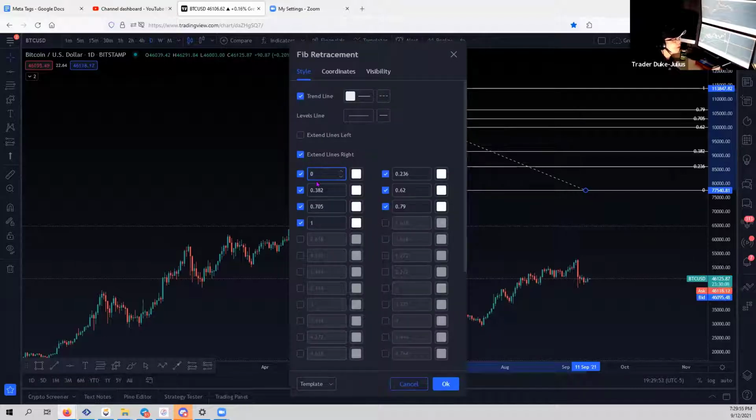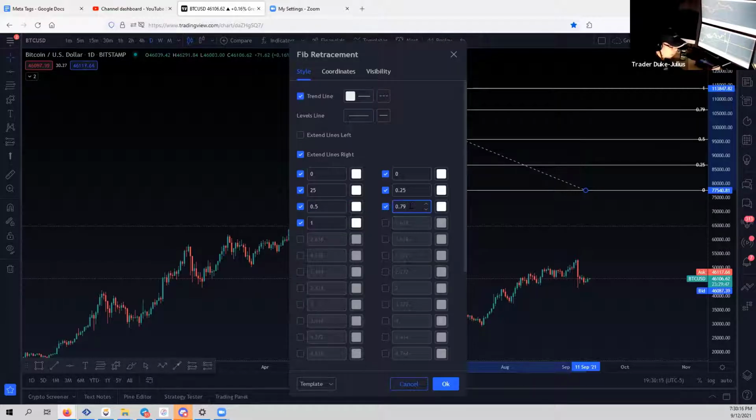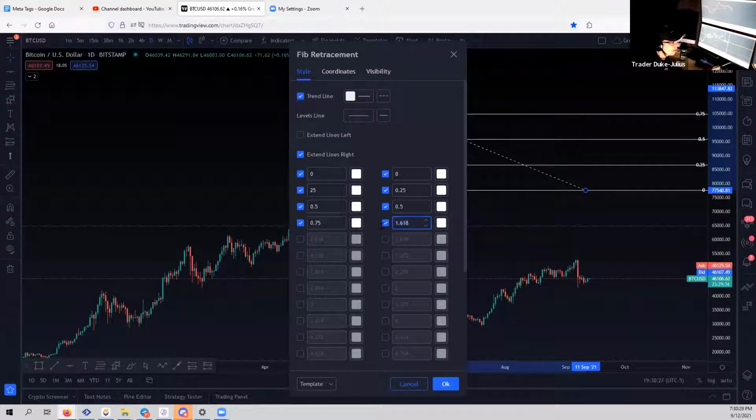Left click on settings, and from settings we are going to change these. So we have 0, and I'm going to change this to 0.00. Then this here I'm going to change to 0.25. This setting right here I'm going to change to 25. This one 0.50. This one 50, and then this is 0.75.